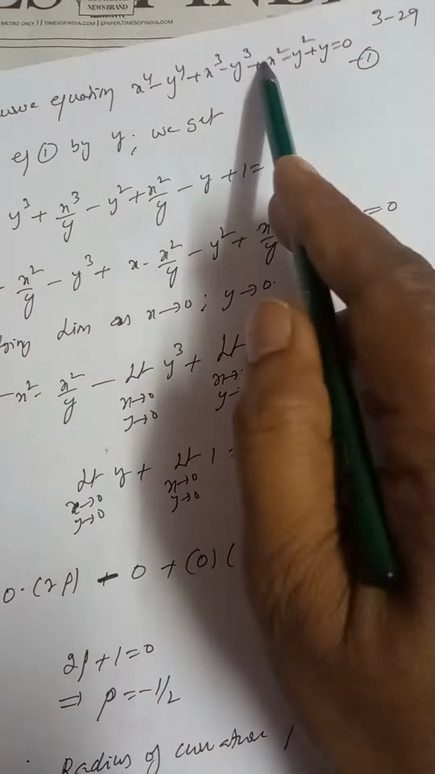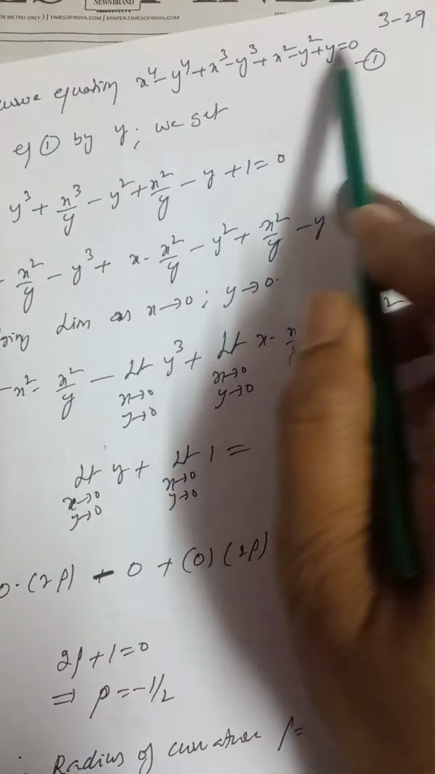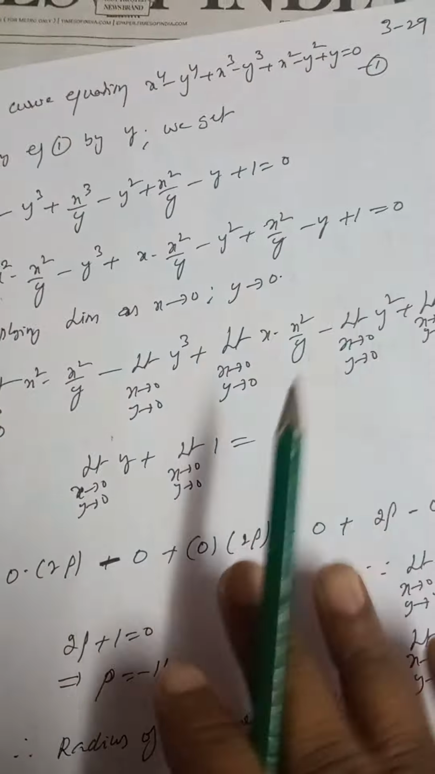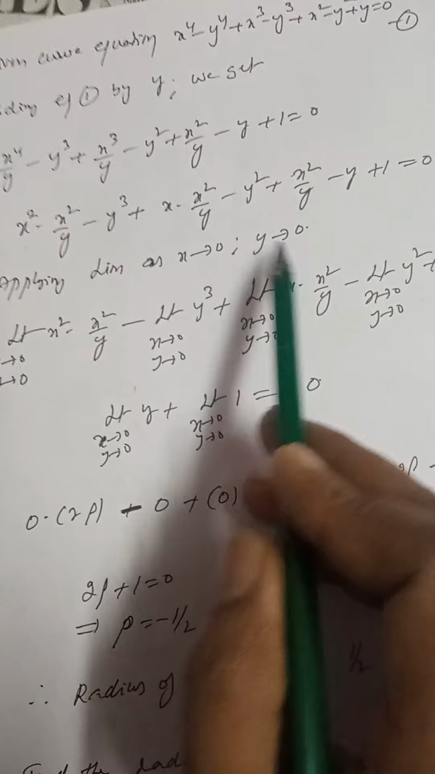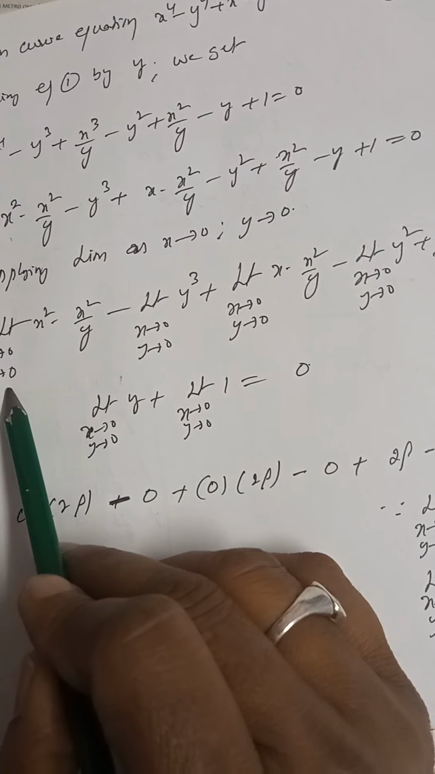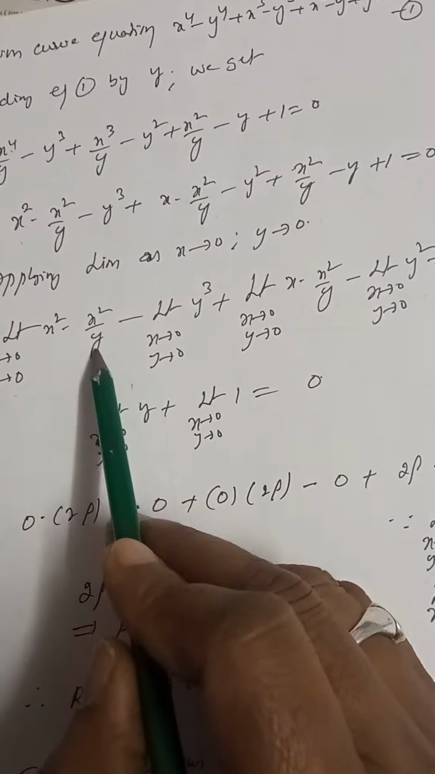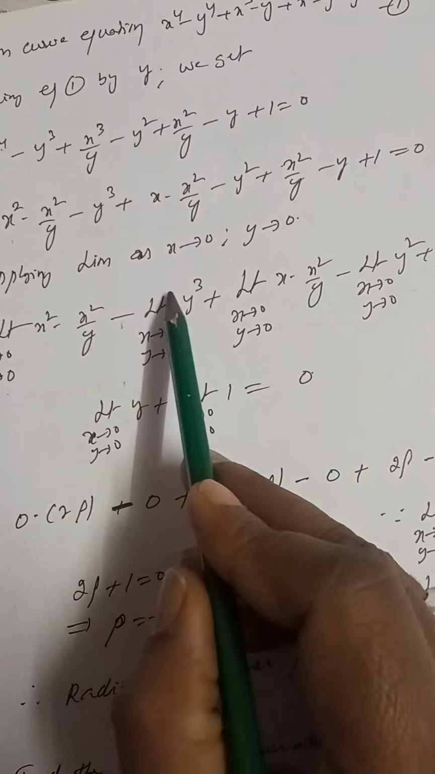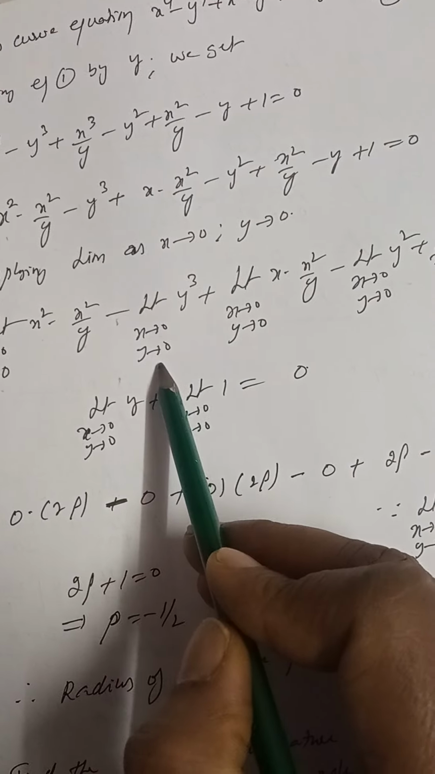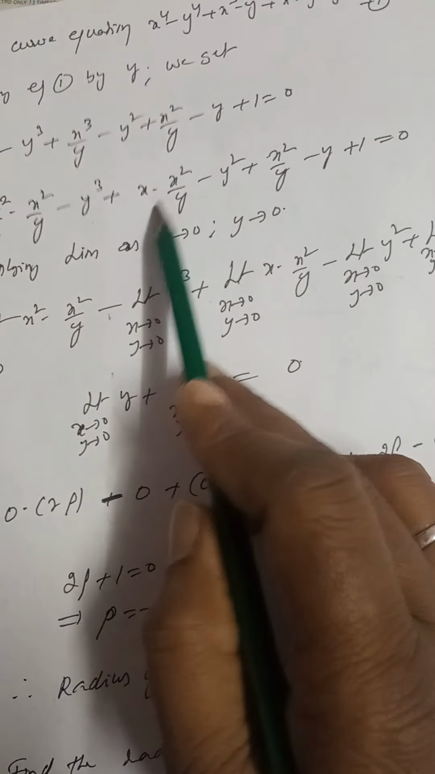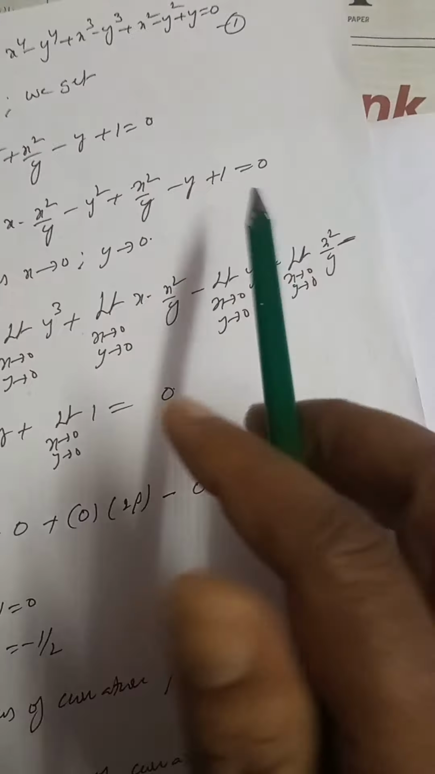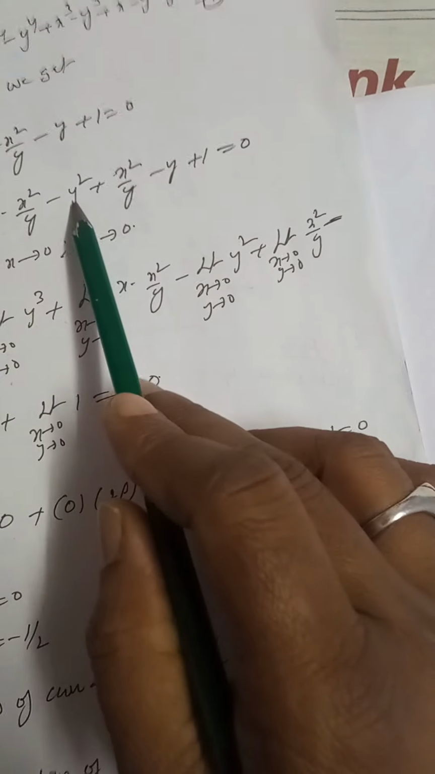Now what we are doing here, equation 1, we are dividing by y on both sides. Okay, now apply the limit. Limit as x tends to 0, y tends to 0. Limit x tends to 0, y tends to 0, x square into x square by y, minus limit x tends to 0, y tends to 0, y cube, second term. Limit x tends to 0, y tends to 0, x into x square by y. Now limit x tends to 0, y square.